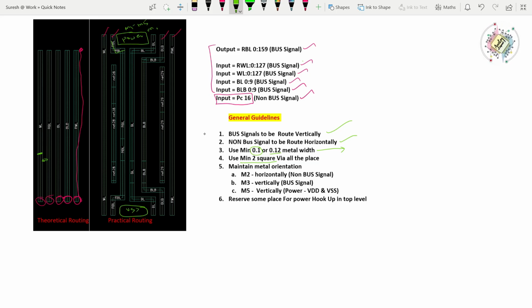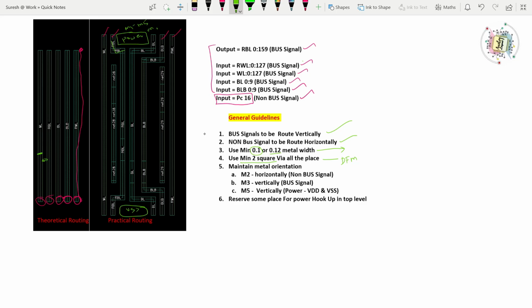Not only in the memory layout, in any digital circuit 1 square via is not allowed because it's purely a DFM rule, design for manufacturability rule. There is a possibility of failure with one square via at the time of manufacturing. There are more failure possibilities, okay. It may fabricate properly or it may not fabricate properly. So in order to avoid the DFM issue, always try to use minimum 2 square vias in every interconnecting place.